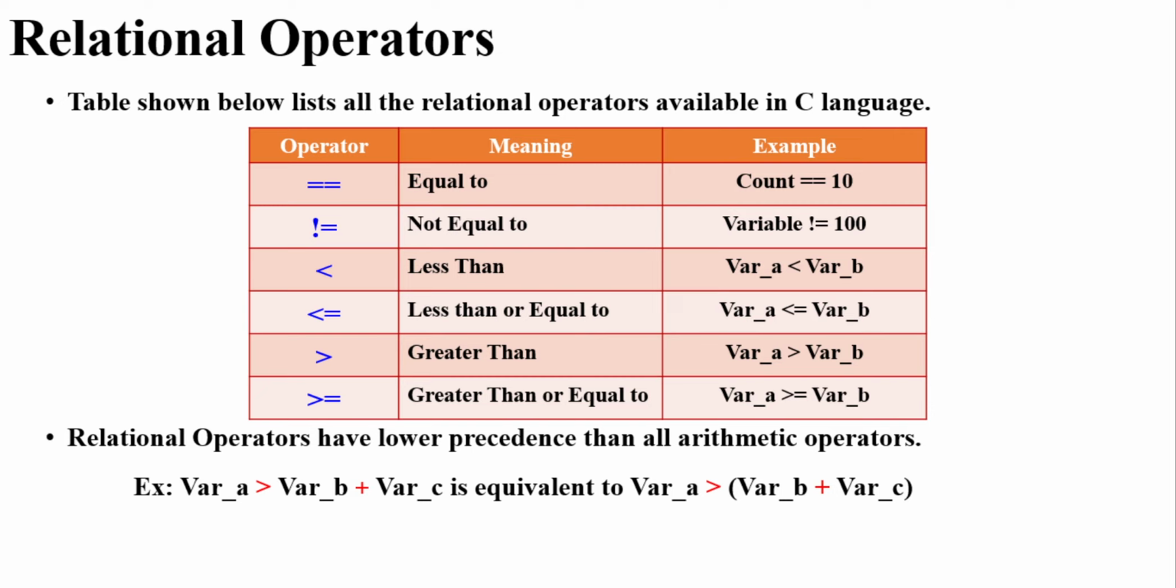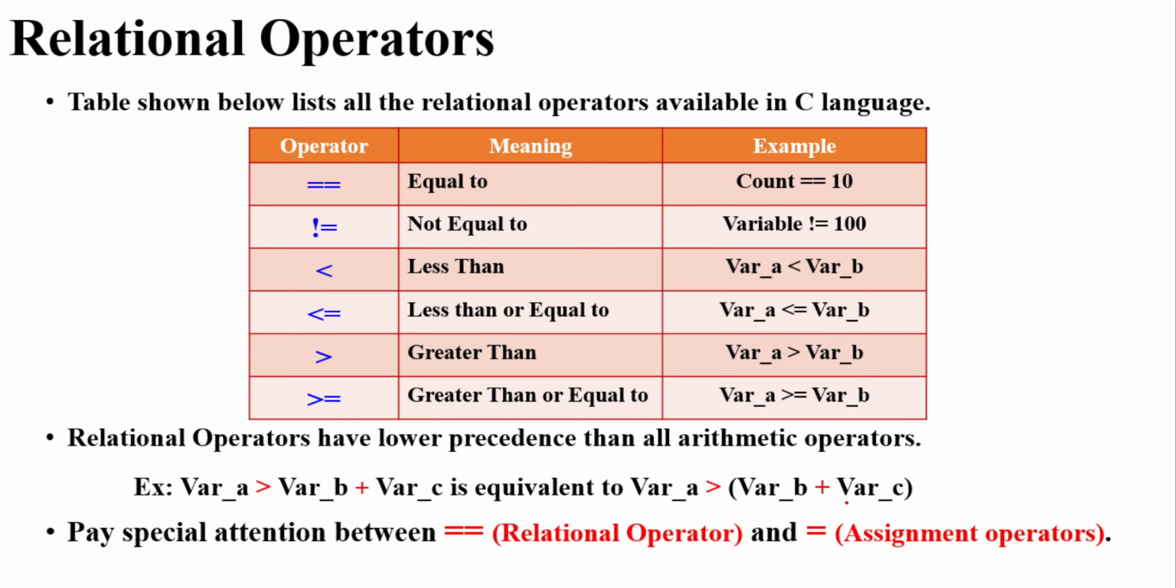For example, here is an example: variable A is greater than variable B plus variable C. This statement can be read as variable A greater than bracket variable B plus variable C, because like I said, arithmetic operators have higher precedence than relational operators. Here we have the relational operator greater than sign, but it gets lower precedence because we have an arithmetic operator on the right hand side.